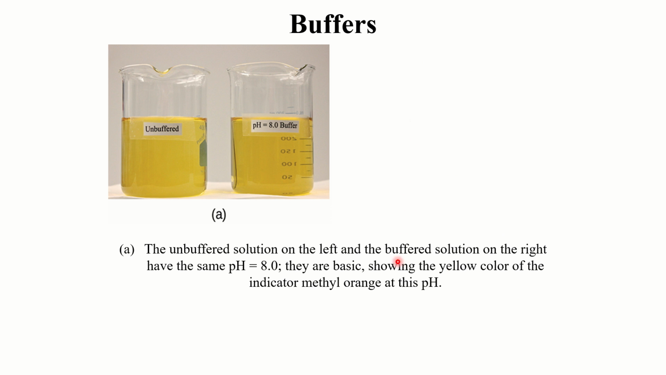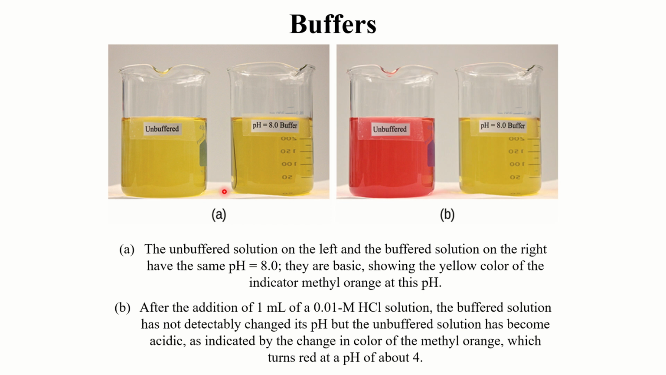All right, let's look at some visual examples of buffers. So here's the before picture. Here, letter A, we've got an unbuffered solution on the left, and then we've got a buffered solution on the right. They both have the same pH of 8.0. They are basic, and they have this yellow color because they're using an indicator, methyl orange, which has a yellow color at this pH.